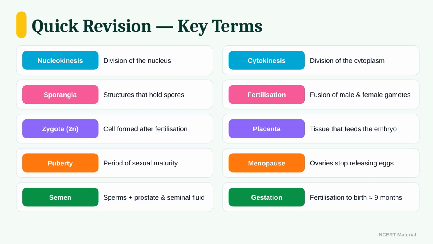Puberty is the period of sexual maturity. Menopause is when the ovaries stop releasing eggs. Semen is a combination of sperm and fluid from the prostate and seminal vesicle. And gestation is the time from fertilization to birth, roughly 9 months.